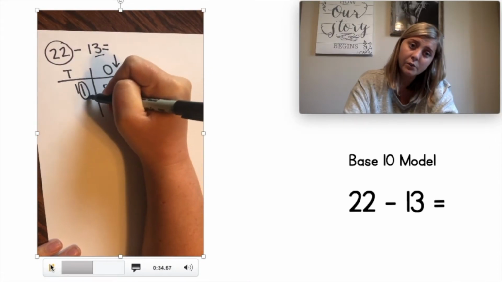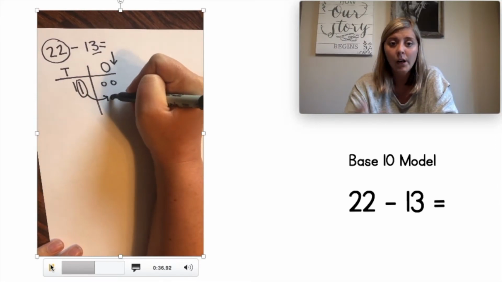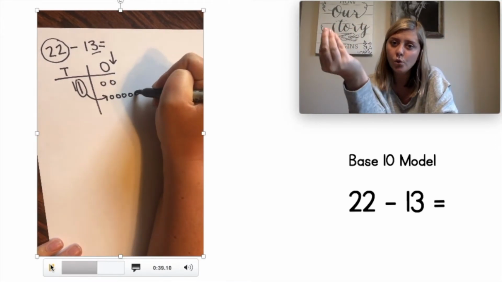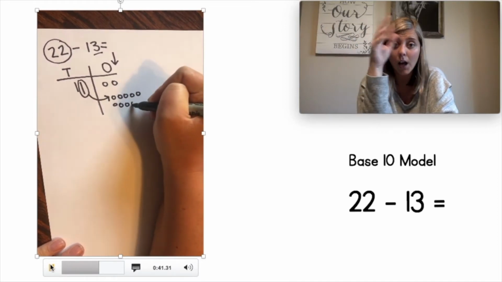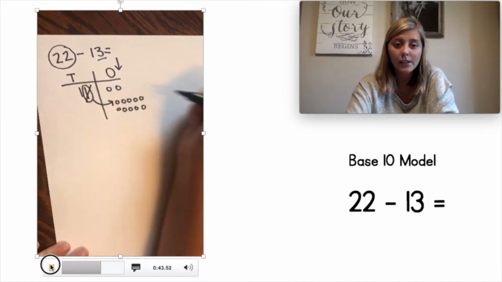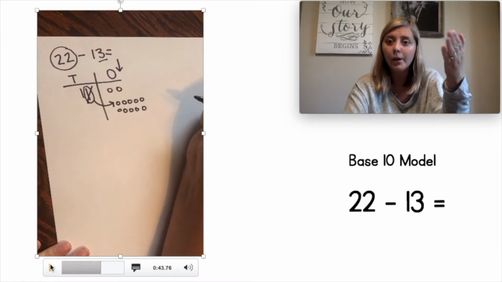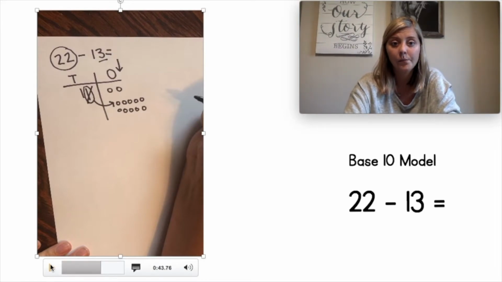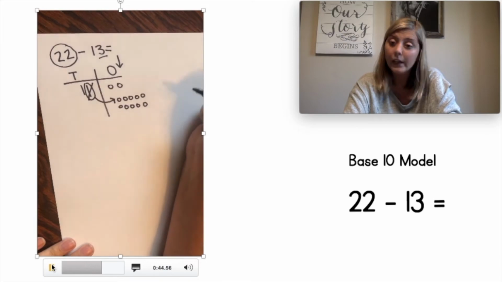So I'm going to go next door and get 10 more. I'm going to regroup that 10 stick to the ones place. And I like to unbundle it. That 10 is no longer in the tens place. It's been unbundled and it's now with the ones. Now I can take away 3.